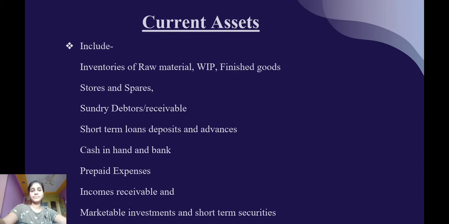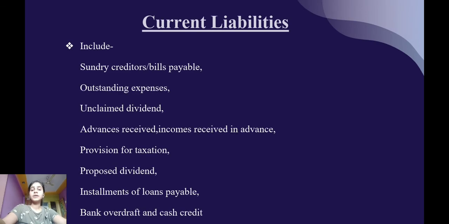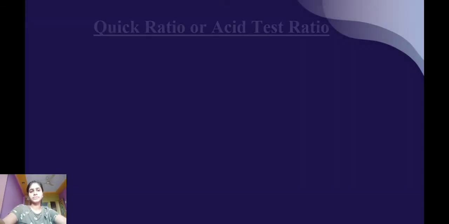Current assets. Current assets include inventory of raw material, work in progress, finished goods, and the daily or regular activities which are going on in the firm, like prepaid expenses, income receivable. These all are the current assets. Current liabilities. Current liabilities are the liabilities which are for a short term period, that is sundry creditors, outstanding expenses, unclaimed dividend, provision for taxation. So these are all calculated.